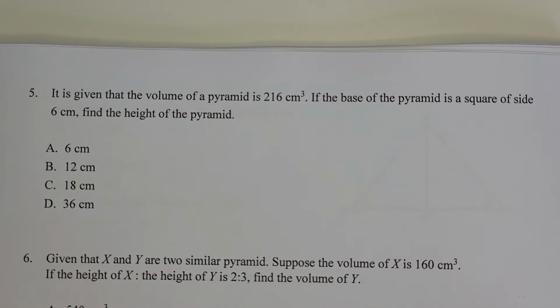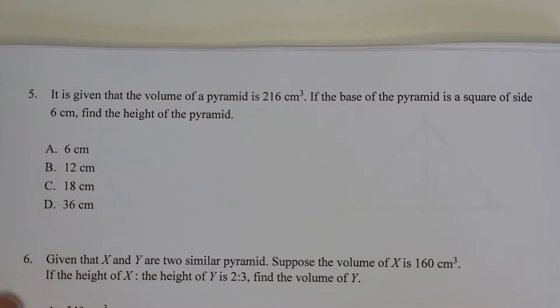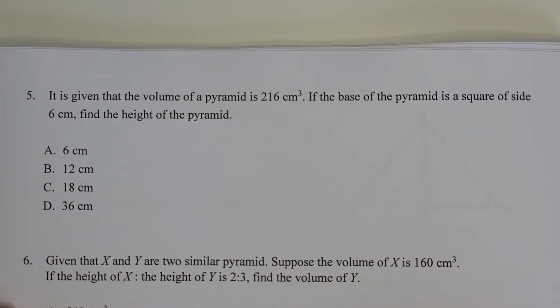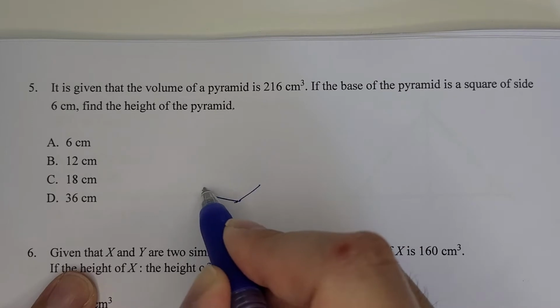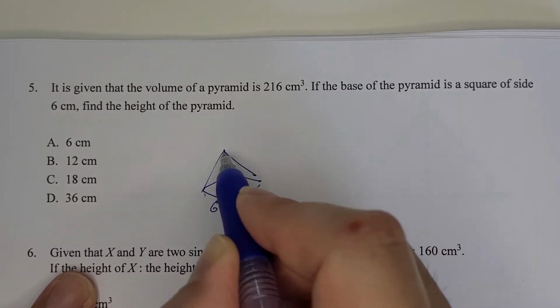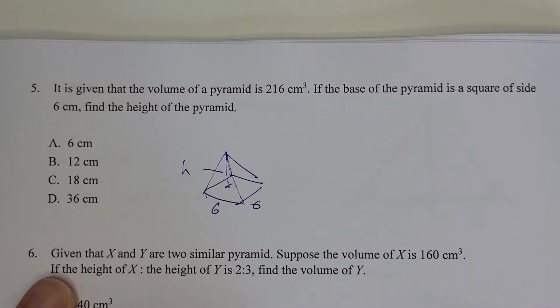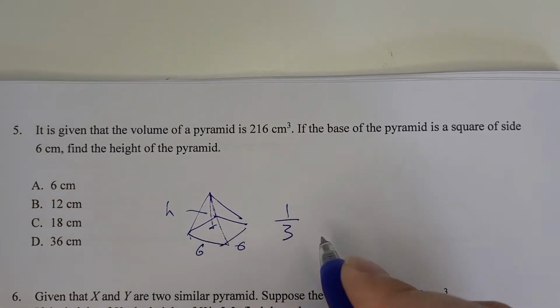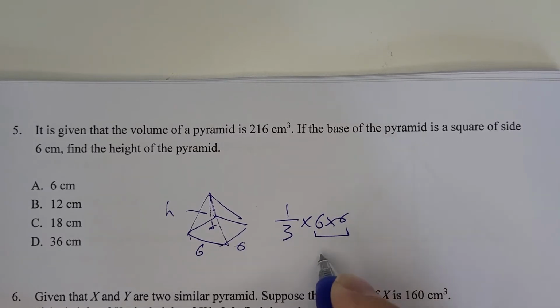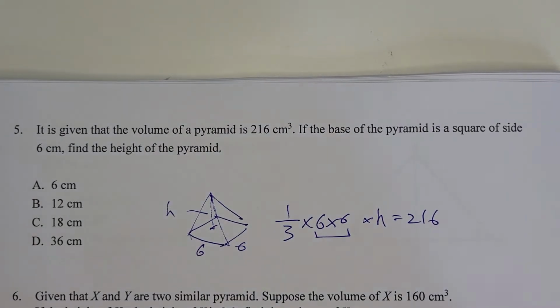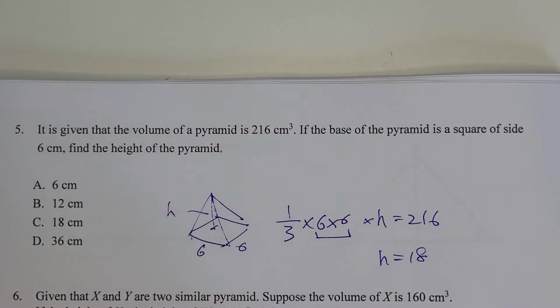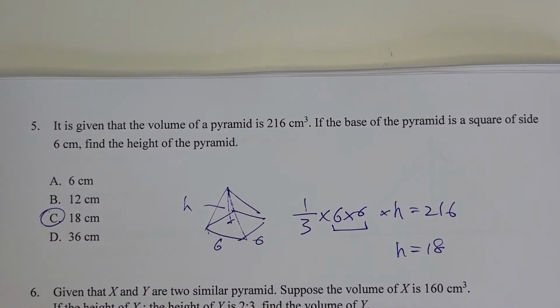Let's go to question number 5. It is given that the volume of a pyramid is 216 cm cubed. If the base of the pyramid is a square of side 6, find the height of the pyramid. This is quite straightforward. So you draw the square base 6 by 6, and you don't know the height h. So use the formula 1/3 times 6 times 6. This is the base area, times h, that is 216. Then you can solve h, that is 18. So simple, the answer is C.